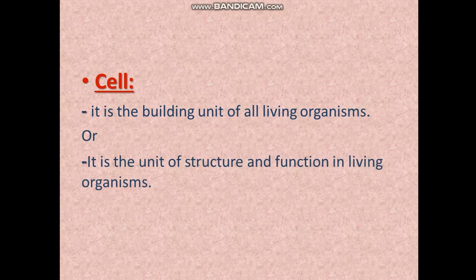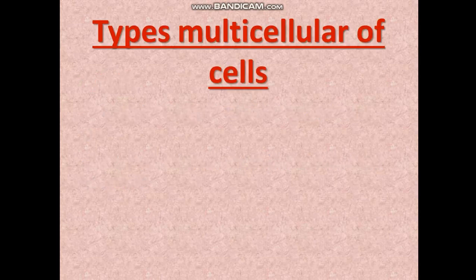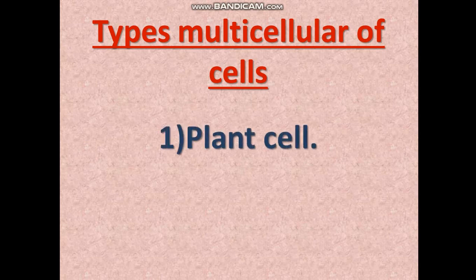At the beginning of the session, we classified the living organisms according to the number of cells into unicellular and multicellular. Now we are going to talk about multicellular living organisms. We have two types of multicellular: plant cell and animal cell. And now we are going to talk about the plant cell.